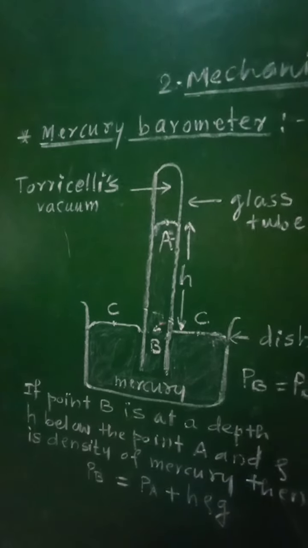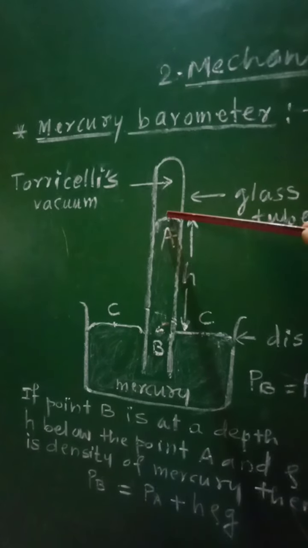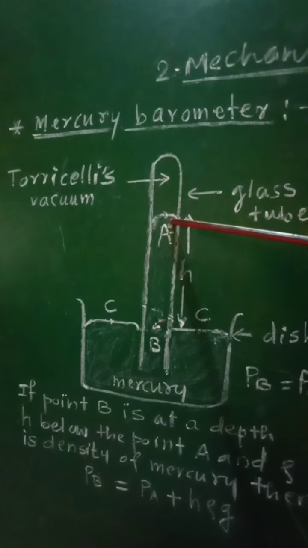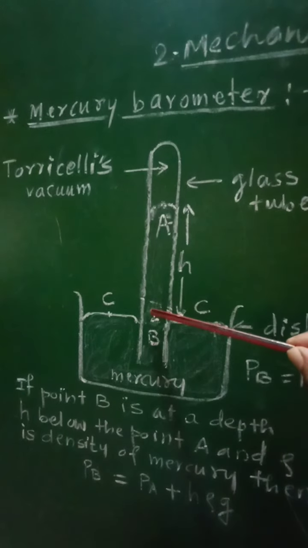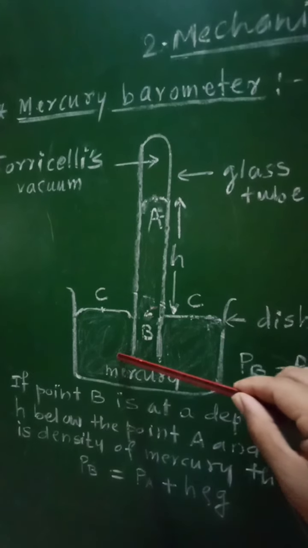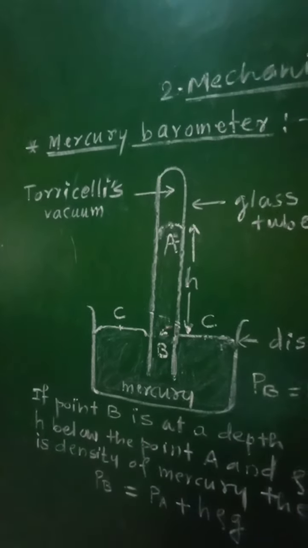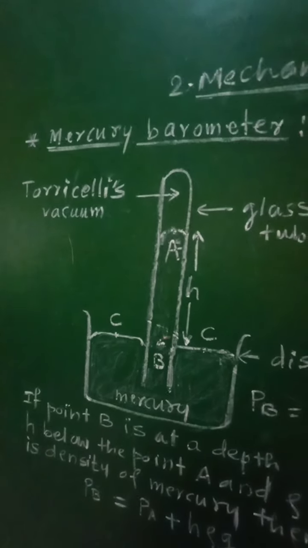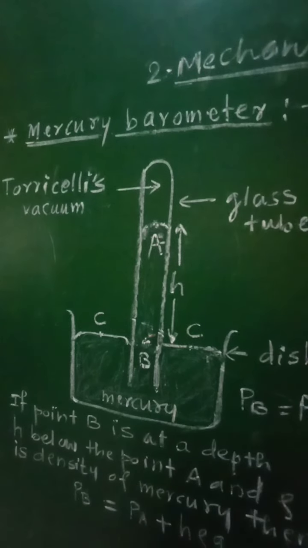That is, this gap will be created due to the level of this mercury inside this tube lowering, since some quantity of mercury spills and enters into the dish, and therefore that gap will be created between the closed end of that glass tube and the level of the mercury.